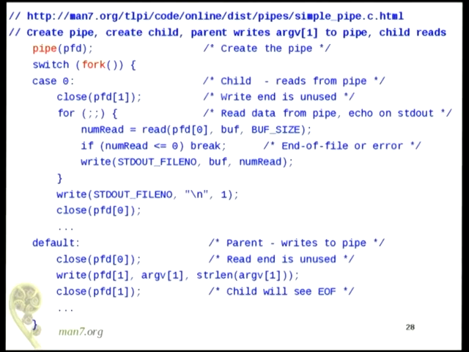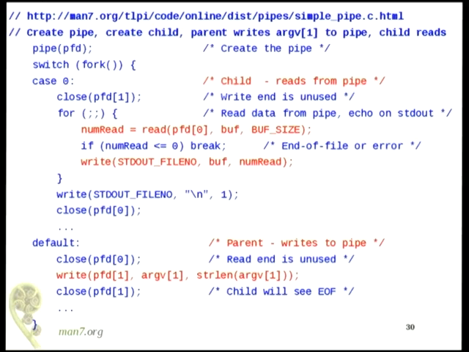So there's a more complete example of how you might use a pipe. Okay, the steps there I talked about already. Pipe to create the pipe, fork to create the child process. The two processes then share descriptors. Then they each close the descriptors they don't need. Then they do some data transfer.